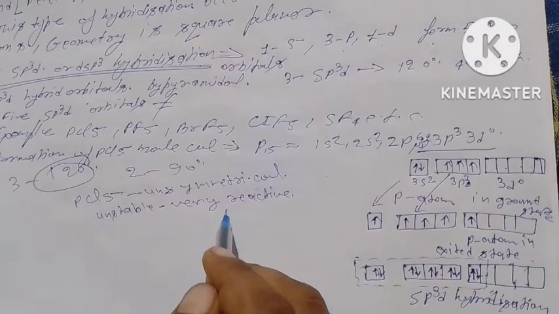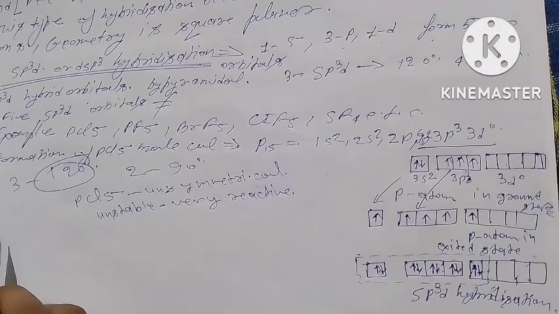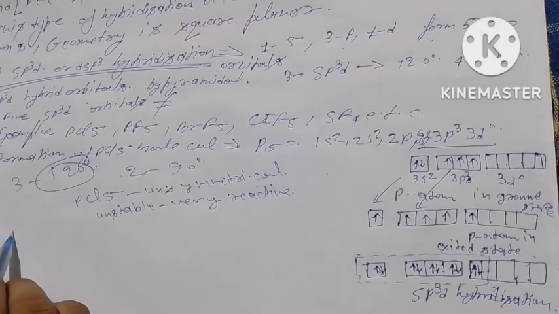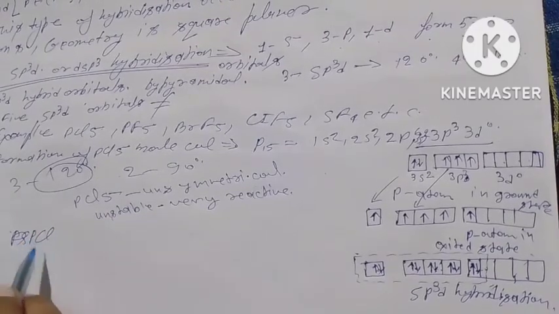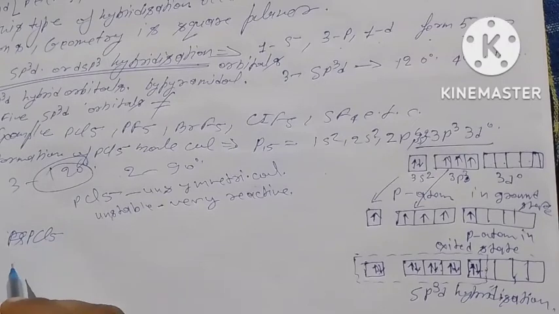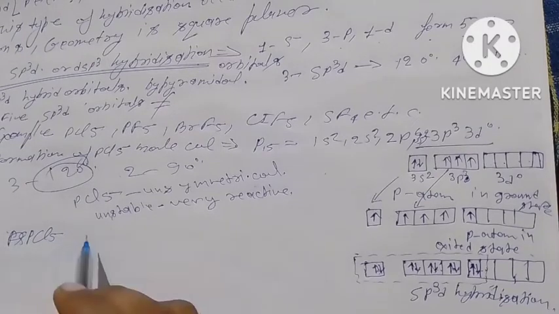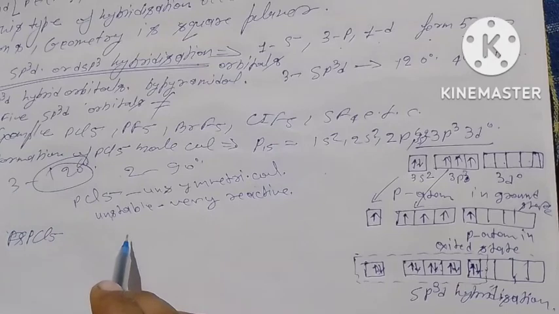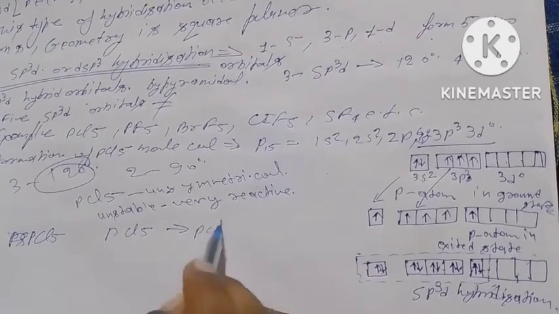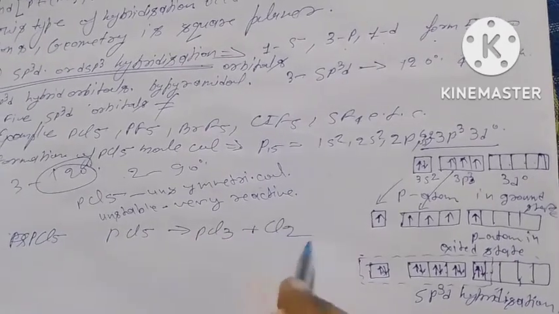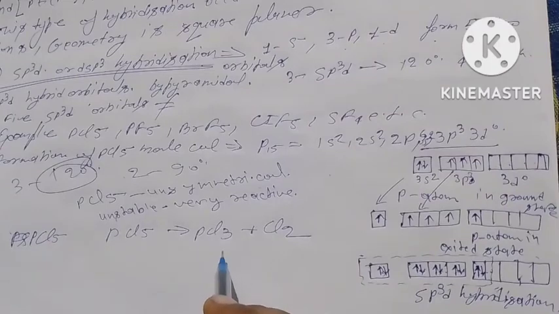When PCl5 is heated, the weaker axial bonds break. So the PCl5 molecule dissociates as PCl5 gives PCl3 plus Cl2.